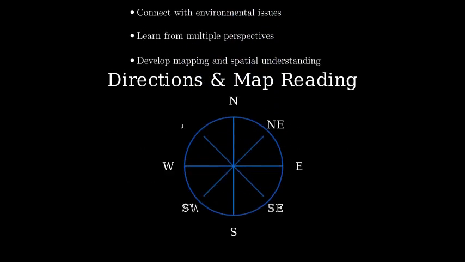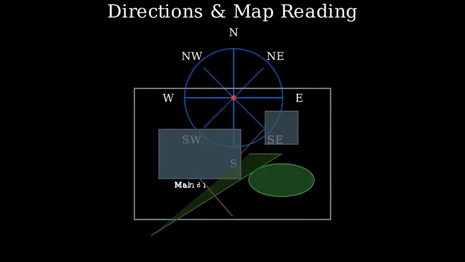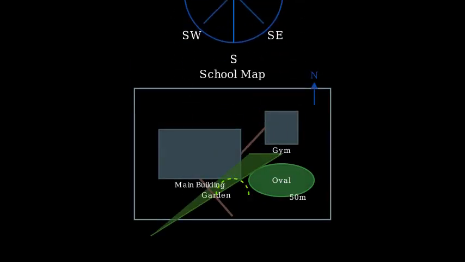Students need to understand cardinal directions, north, south, east, and west, as well as ordinal directions like northeast and southwest. When planning a tree planting project, students need to use and interpret maps of their school grounds. They'll identify suitable areas for planting, mark existing features, and plan the layout of new trees.